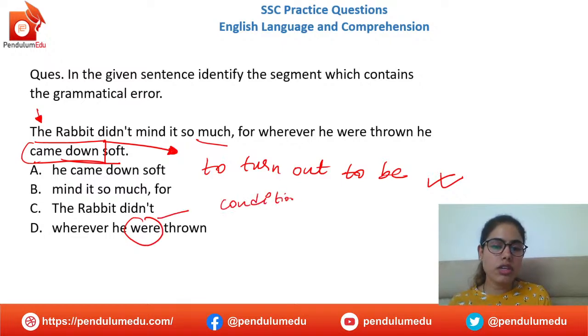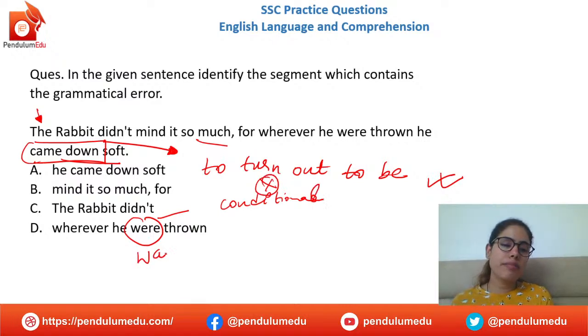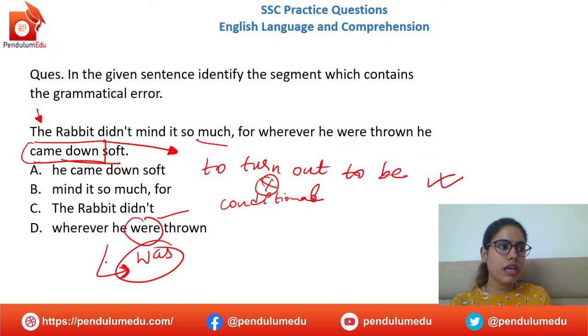This is not a conditional clause, so we cannot take the base verb. We have to take the past singular. He was thrown. Yes, he was thrown. He came down soft. Yes, Saksham, Devesh, Ashish, I agree with what you all say. Yes, that's absolutely correct.